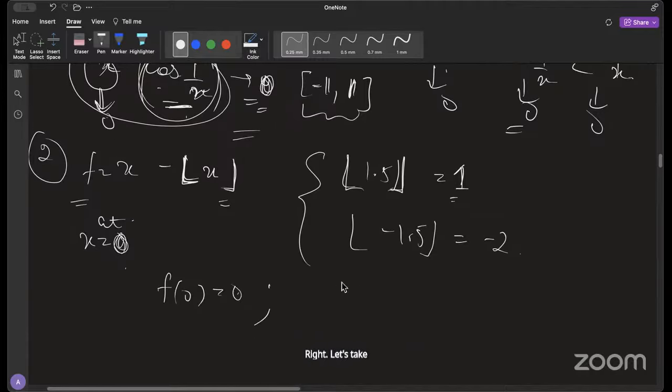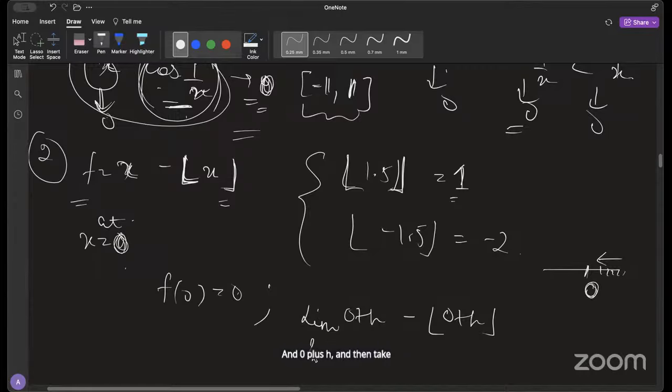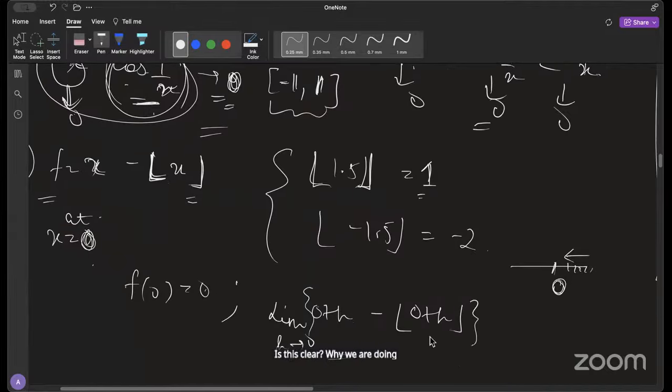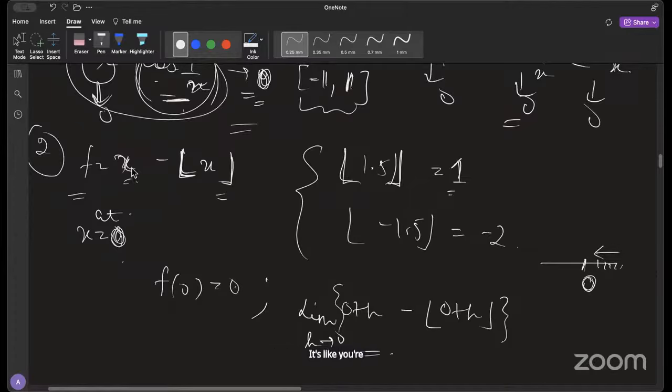Let's take the left hand limit and the right hand limit. So if this is 0, let's take this limit. That means here you will take values that are greater than 0, right? So you do 0 plus h, and then take the limit h tends to 0. Is this clear why we are doing this? You're taking something greater than 0 that goes to 0. That's what you do in your right hand limit, right? If I say x goes to 0 plus, you take numbers greater than 0 and close to 0.